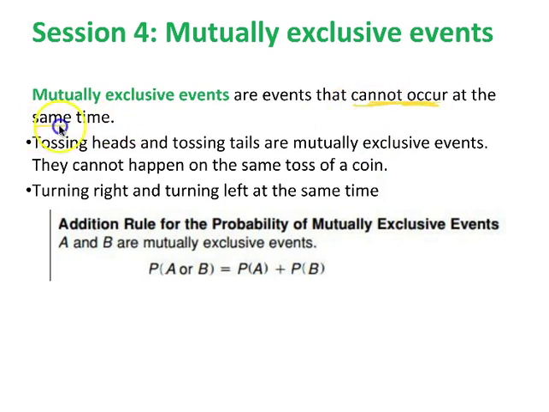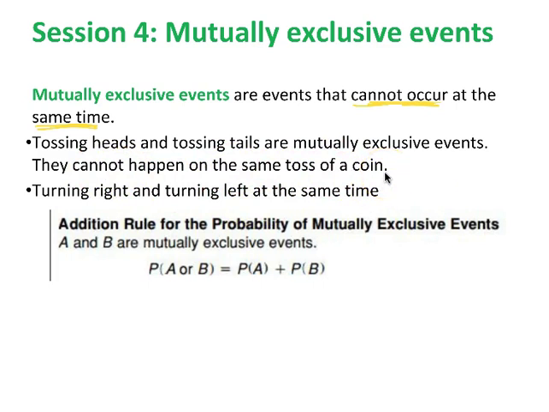What are some examples of things that cannot occur at the same time? So let's say we've got another coin. If we were to toss that coin, getting heads and tails on that same toss is mutually exclusive. We can't get both heads and tails. We can get one or the other, but we can't toss a coin and get heads and tails from the same toss. That's impossible. They cannot occur at the same time.